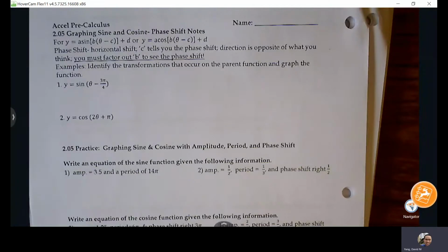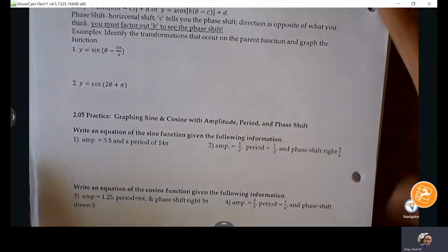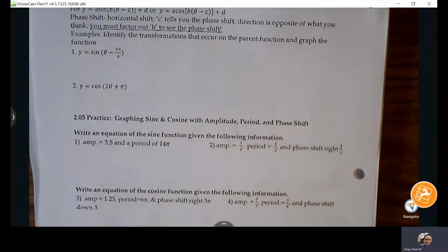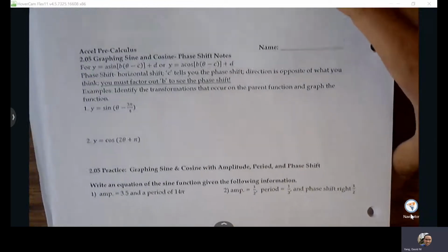Okay, so we're on page 10. We're not going to get very far into it, but at least we can split this up into 2 days. Okay, so we're on page 10 of your packet.